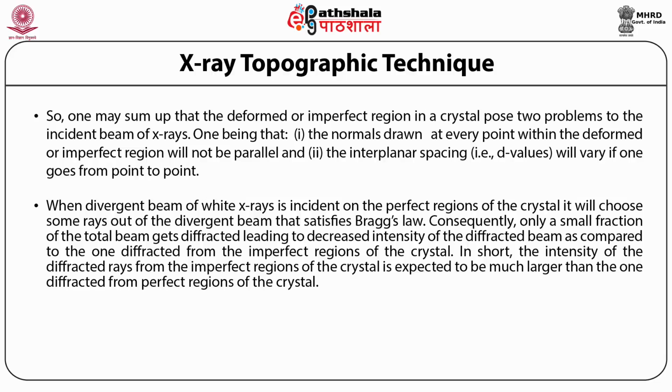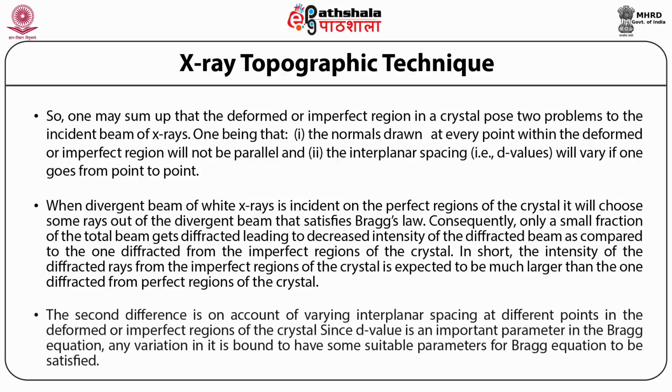In short, the intensity of the diffracted rays from the imperfect regions of the crystal is expected to be much larger than the one diffracted from perfect regions of the crystal. The second difference is on account of varying interplanar spacing at different points in the deformed or imperfect regions of the crystal. Since d value is an important parameter in the Bragg equation, any variation in it is bound to require suitable parameters for the Bragg equation to be satisfied.